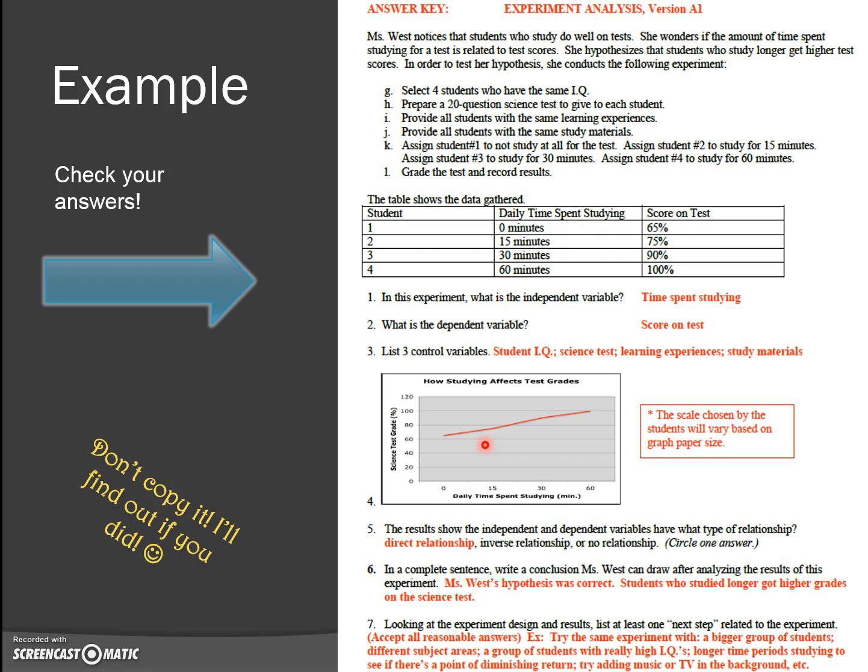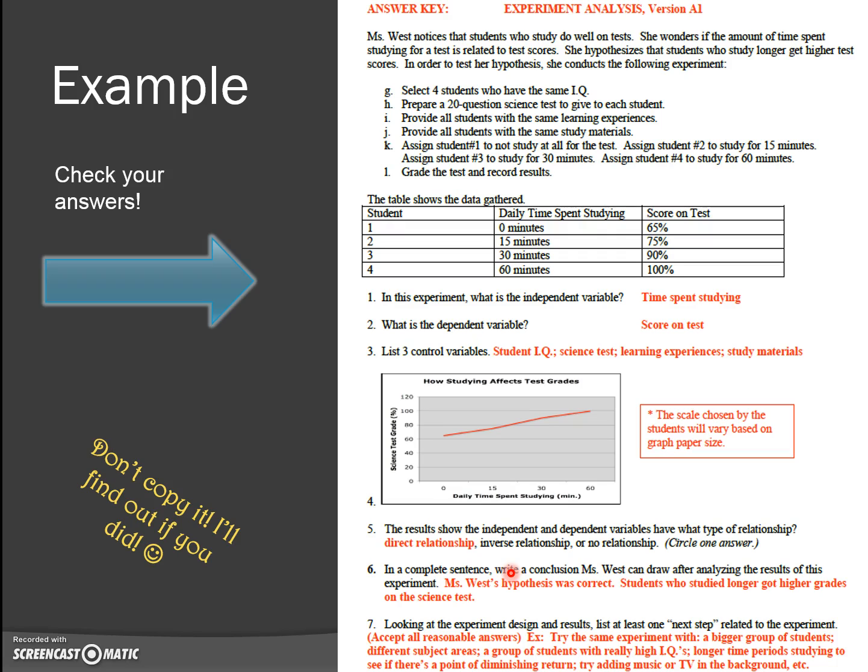In a complete sentence, write a conclusion Ms. West can draw after analyzing the results of this experiment. You could say that her hypothesis was correct and students who studied longer got higher grades on the science test. In number 7, looking at the experiment design and results, list at least one next step related to the experiment. As long as you're reasonable, it's going to be okay.